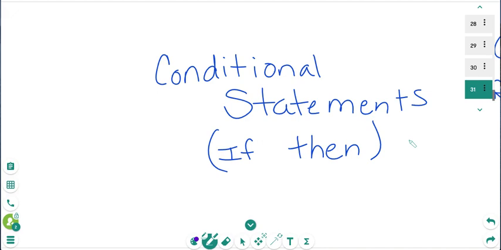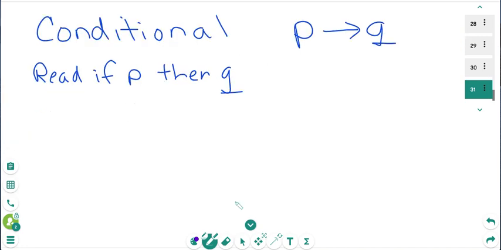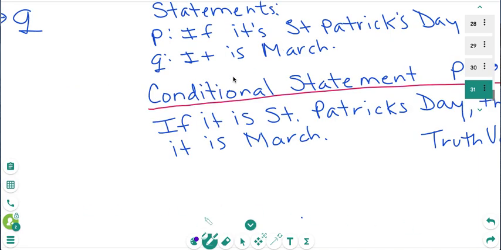Right, we're going to work with conditional statements, also known as if-then statements. A conditional statement we can write using some symbols, P, an arrow pointing to Q, and we read it, if P, then Q. And that is going to be a conditional statement.